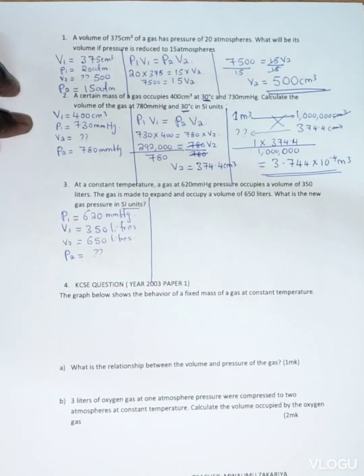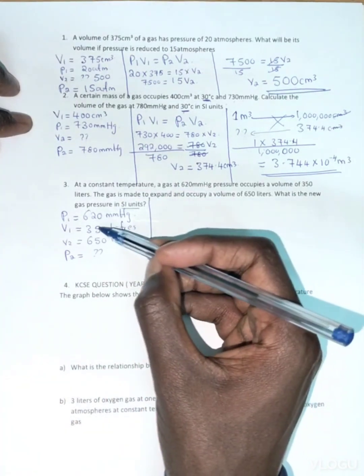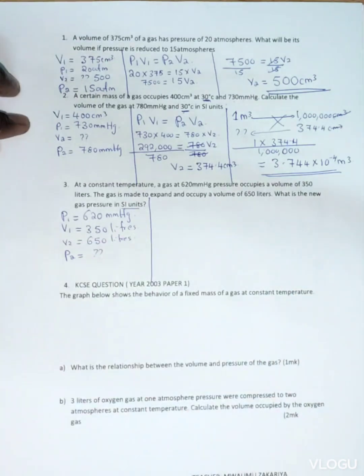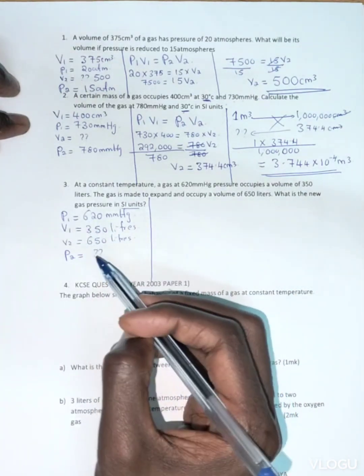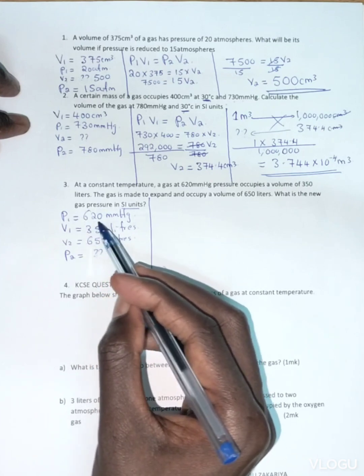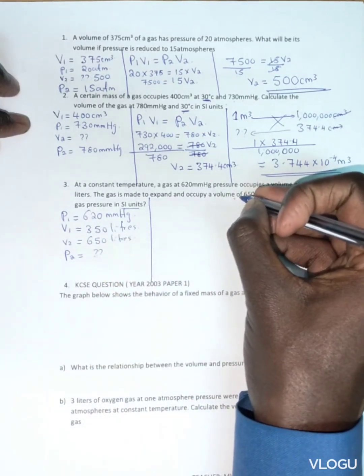Let's say now the implication of Boyle's law. Here we have a volume. Volume is from 350 to 650. The volume increases. If one increases, the other one decreases. So we expect now the pressure that we are going to get will be less than 620 millimeter mercury.